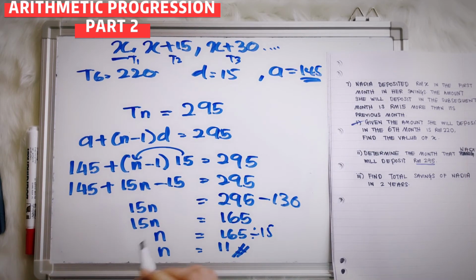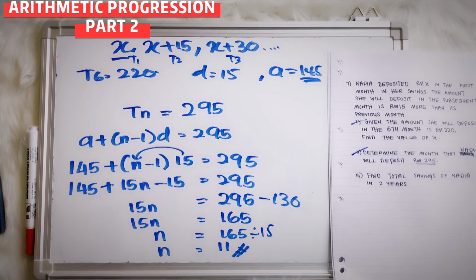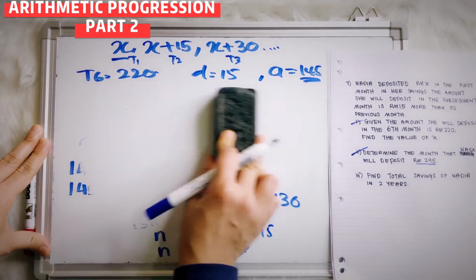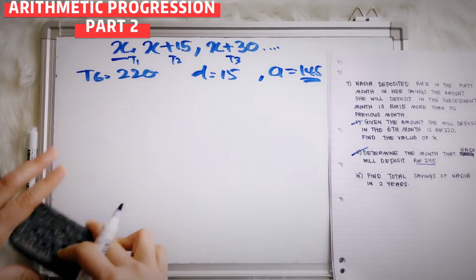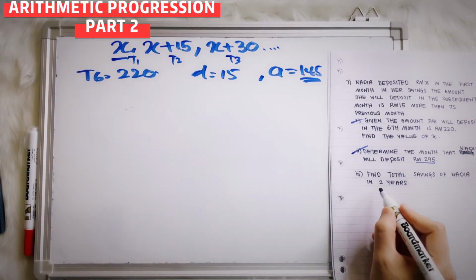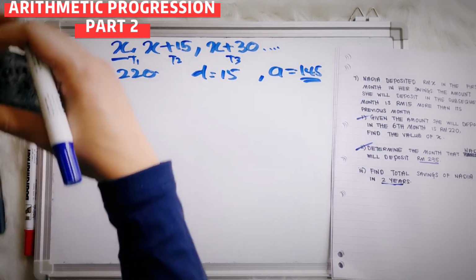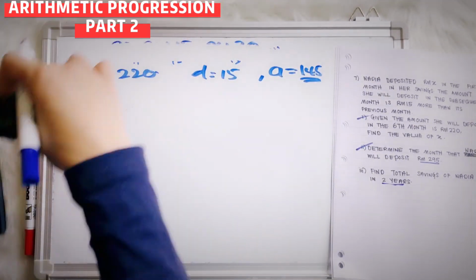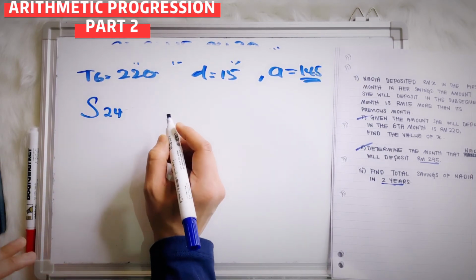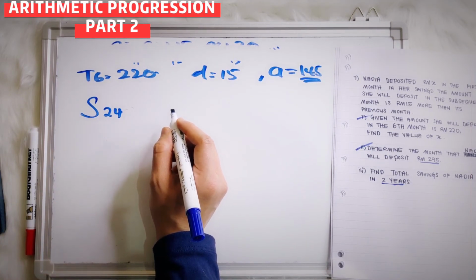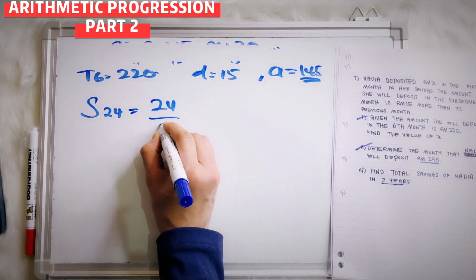T11 now. Okay, the last one for this question. Find the total saving of Nadia in 2 years. 2 years equals what? 2 years means 24 months, because 1 year is 12, so 2 years is 24.